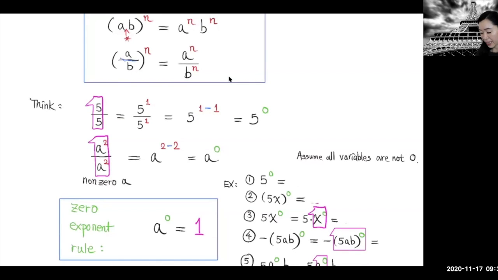For any non-zero a, let me write it down. This is for non-zero a. You cannot divide by 0. That's why we have to say non-zero a. So for any non-zero a, a to the 0 power is equal to 1. Think about these two examples.